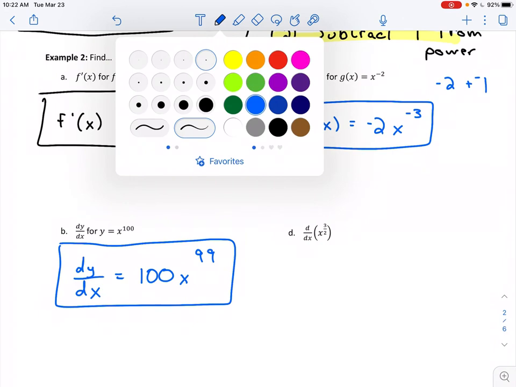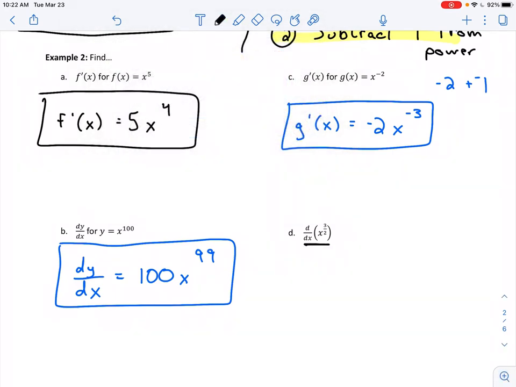Part D, this last example, this one looks a little bit different. I want to talk about this notation before I jump into actually finding the derivative. This piece right here, this d over dx, if you think about it in English, it's almost like a verb. It's saying, hey, take the derivative with respect to x of this function. So it's actually kind of like a set of directions. It's saying, take the derivative of this function. So I still just am finding a derivative.